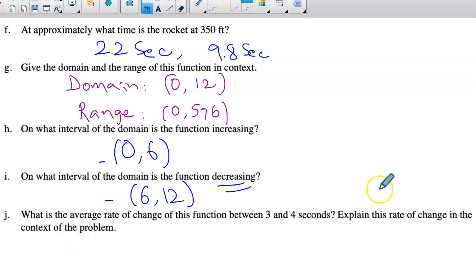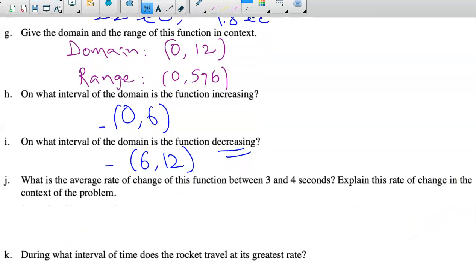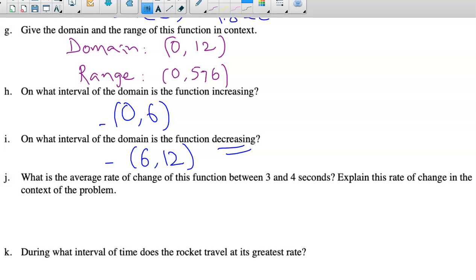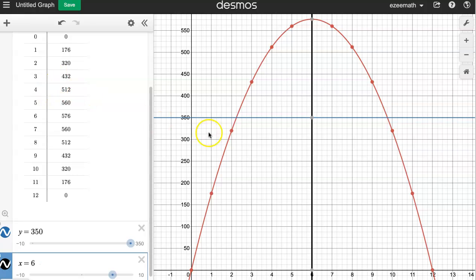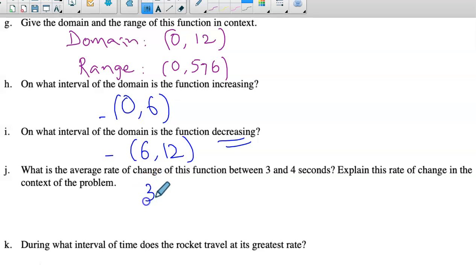Okay, and now what is the average rate of change between 3 and 4 seconds? So I'll go back to my table here, the chart, 3 seconds and 4 seconds, that is here the 3rd and 4th seconds. Take those two values. So the first one is x1, y1 and the other is x2, y2, and we know the formula for average rate of change. So 3 comma 432, then 4 comma 512.